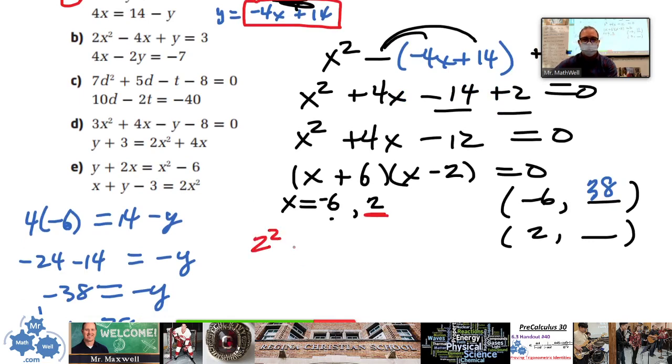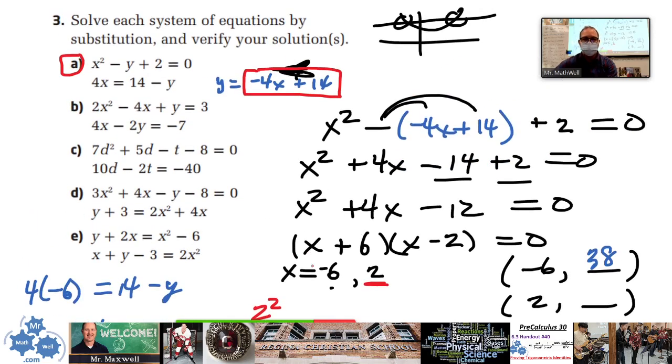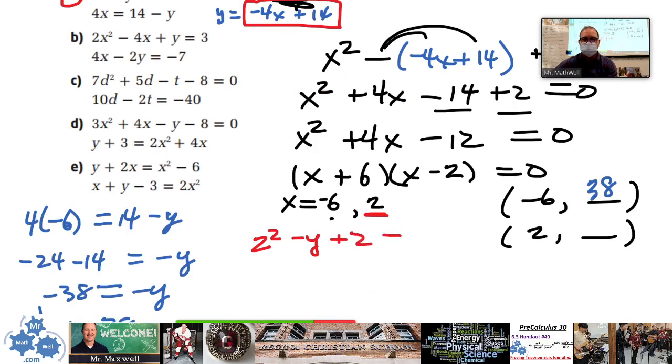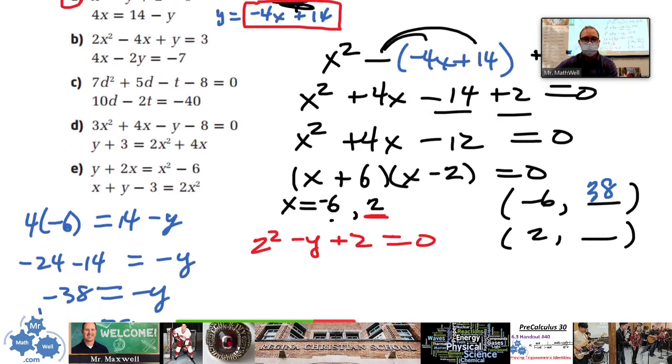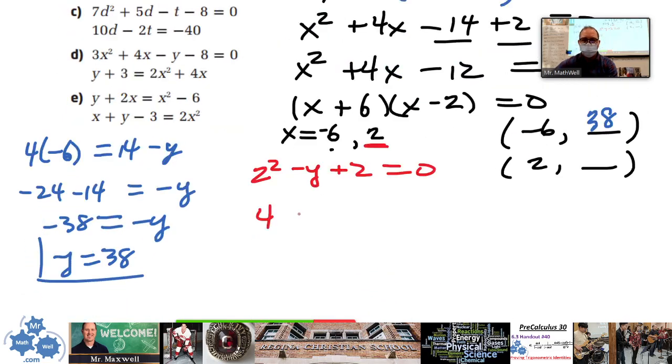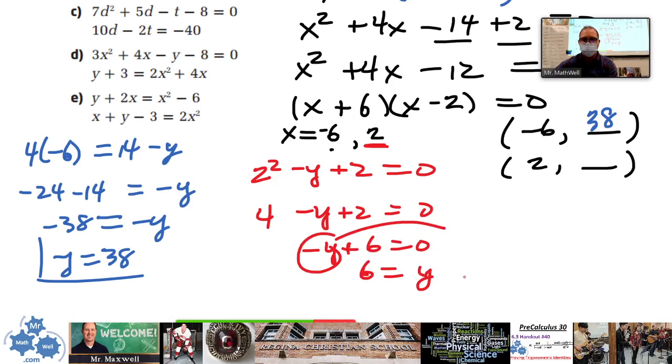2 squared, what was it? Minus y plus 2 equals 0, right? Okay, so that's going to be 4 minus y plus 2 equals 0. 4 plus 2 is 6, equals y. So 6 equals y. Okay, so I put the y over here on this side, made it a positive. So y equals 6. So it looks like (2, 6) and (negative 6, 38).